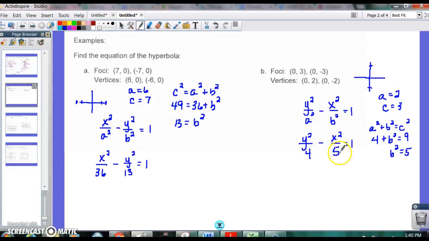And you see here that the b squared is in fact larger than the a squared. It doesn't matter which one is bigger. It just matters that the a squared is under the positive 1, whether it's y squared or x squared.